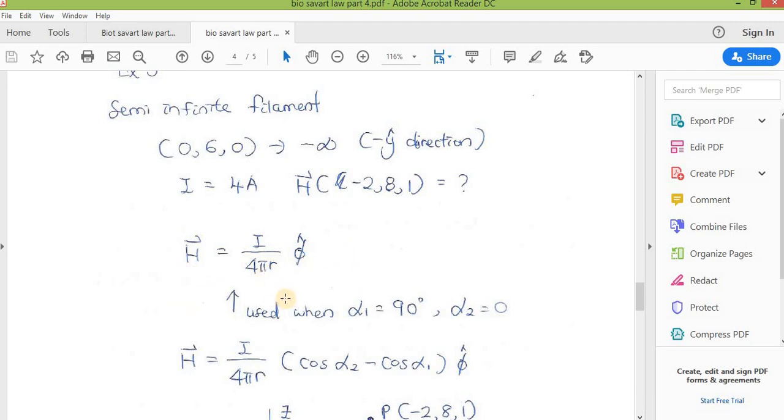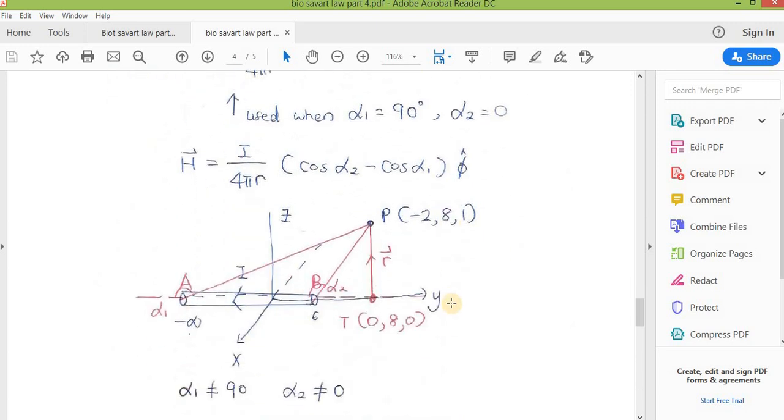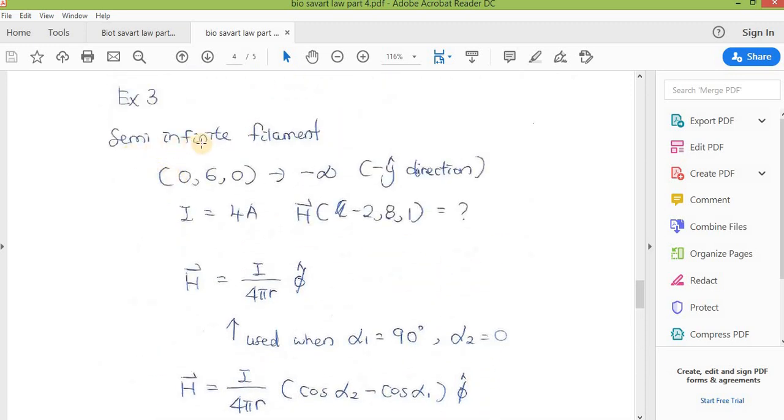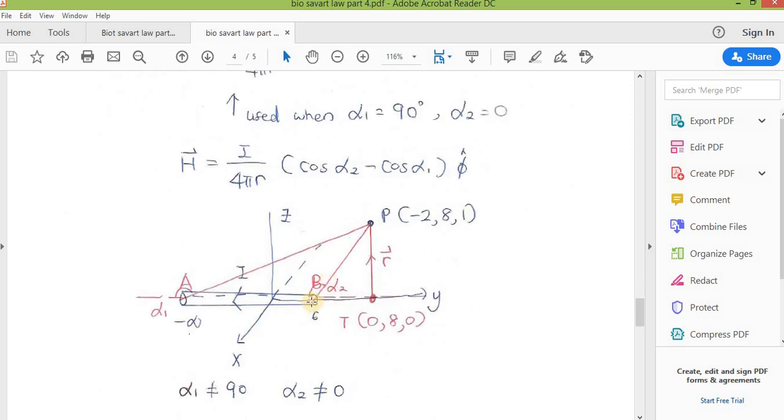But this equation is defined when your alpha 1 is equal to 90 degrees and your alpha 2 is equal to 0. Let's look at this case. We have to check whether alpha 1 is 90 degrees and alpha 2 is 0 or not. This is the original equation for a finite line. When I draw this semi-infinite filament, it starts from 0, 6, 0 and extends to negative infinity, with current flowing in the negative y direction.